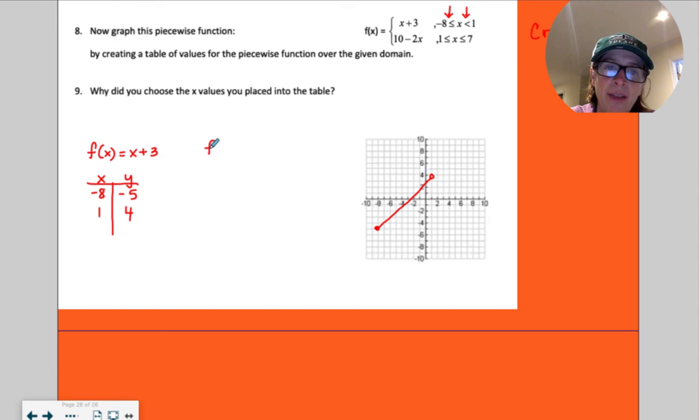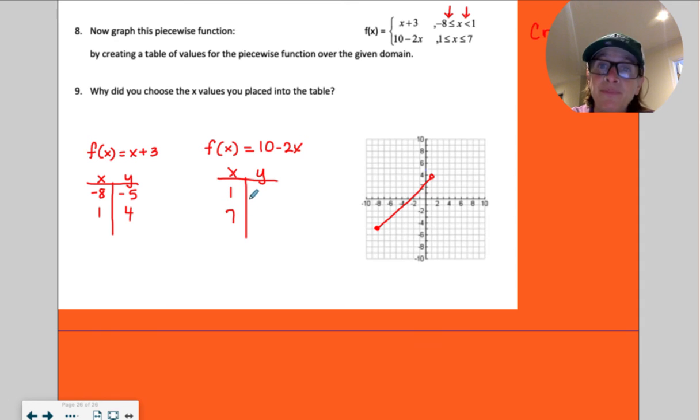All right, I'm going to look at my other function, 10 minus 2x. I'm going to make my quick table. Hopefully you guys are actually ahead of me now. Points I'm going to plug in are going to be 1 and 7. All right, so 10 minus 2 is 8, and then 10 minus 14 is -4. All right, so at 1, I'm going to have a closed circle, so 1, 8, closed circle, 7, -4, also a closed circle, and there I have a line in between it.